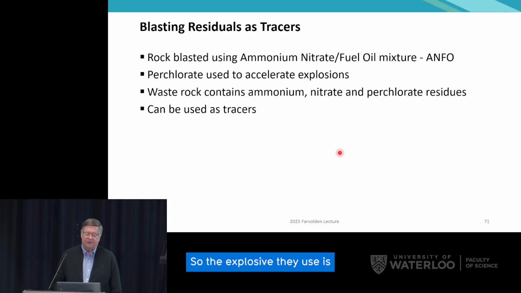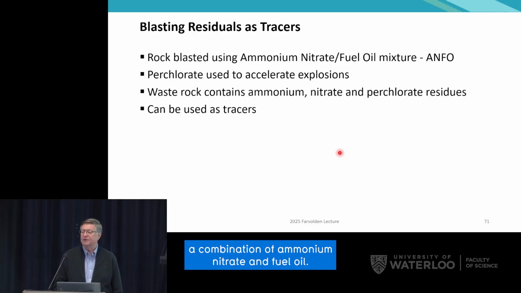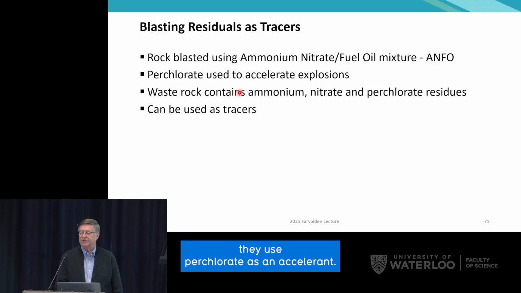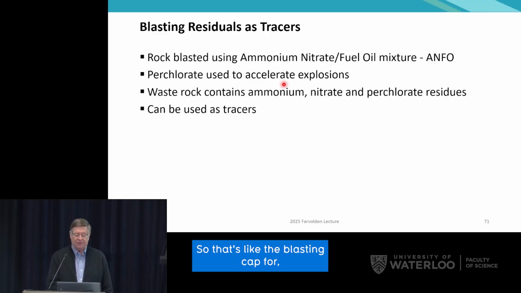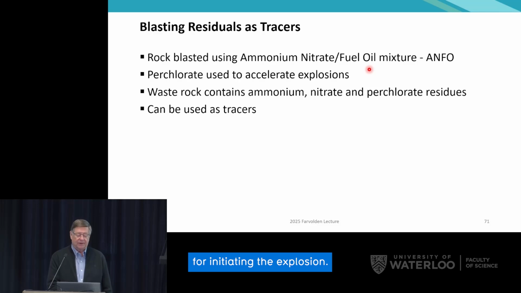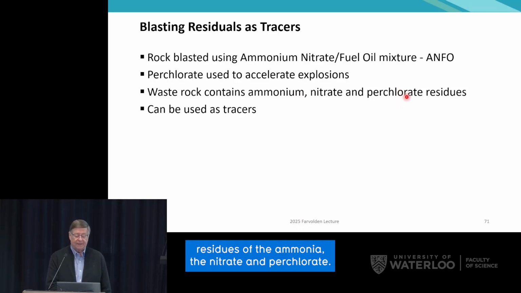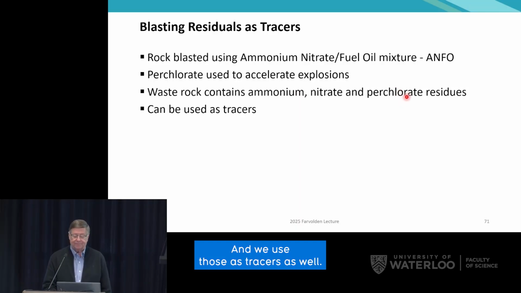So the explosive they use is a combination of ammonium nitrate and fuel oil. They use perchlorate as an accelerant, so that's like the blasting cap for initiating the explosion. So the waste rock contains residues of the ammonia, the nitrate, and perchlorate. And we use those as tracers as well.